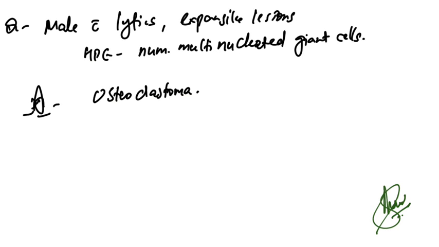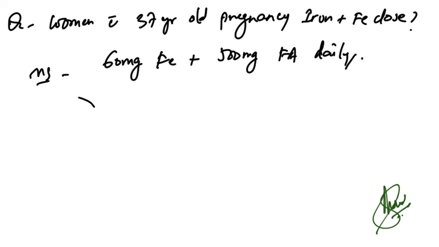Now male with lytic, expansile lesions and histopathology that shows numerous multinucleated giant cells, osteoclastoma is the correct answer, because multinucleated giant cells are mentioned and expansile lesions with lytic features. So this is osteoclastoma. Now woman with 37-year pregnancy, iron and folic acid dose. So 60 mg iron with 500 mcg folic acid dose is the correct answer.